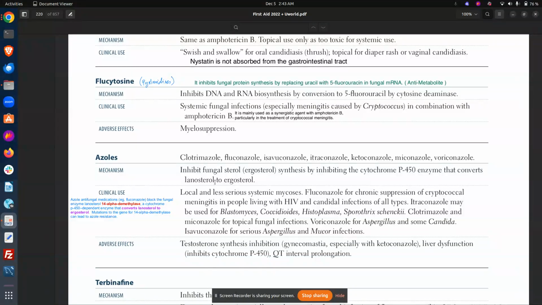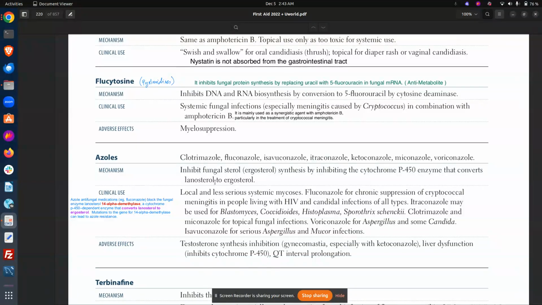Systemic azoles like fluconazole. I always remember fluconazole we use for cryptococcal meningitis in HIV patients. I have seen questions in which they talk about cryptococcal meningitis, and they ask which antifungal is the drug of choice for cryptococcal meningitis. So remember, in HIV patients, the drug of choice for cryptococcal meningitis is fluconazole. Fluconazole is also used for candidal infections like thrush, for esophagitis, and for UTI.